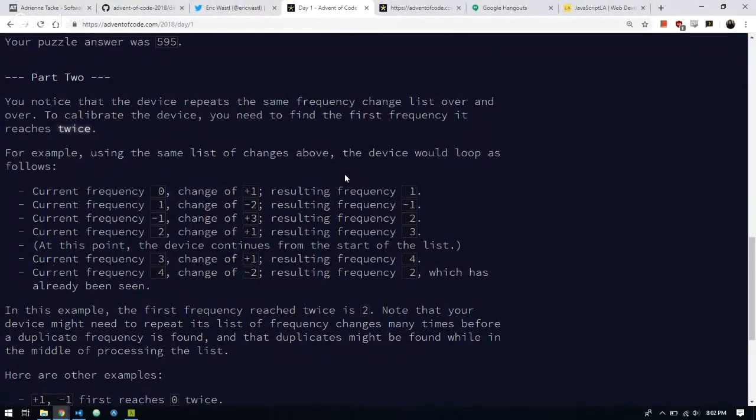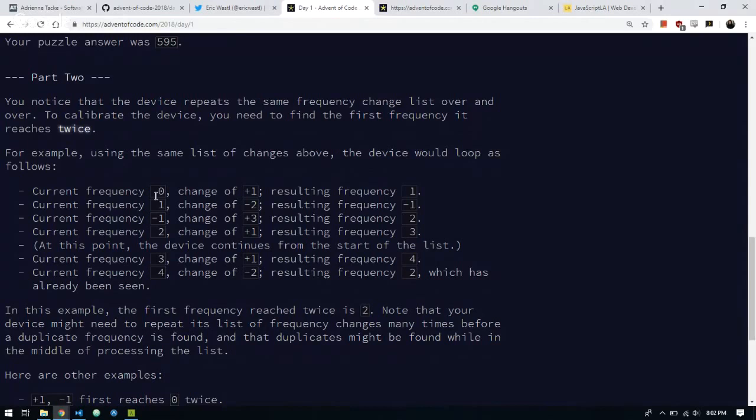You notice that the device repeats the same frequency change list over and over. To calibrate the device, you need to find the first frequency it reaches twice. So that's the goal there. For example, using the same list of changes above, the device would loop as, and then it walks you through what you should be thinking, how it should be going through when it's going through your implemented solution.